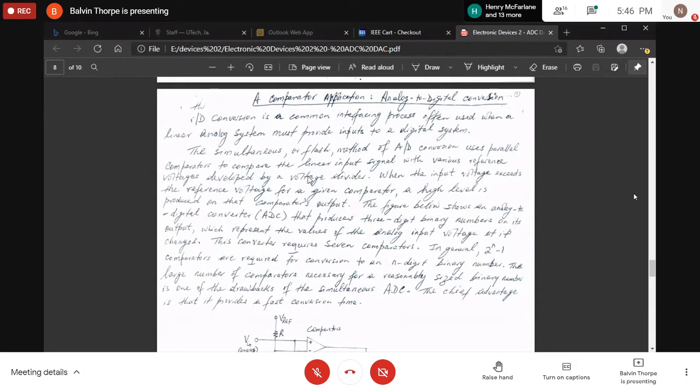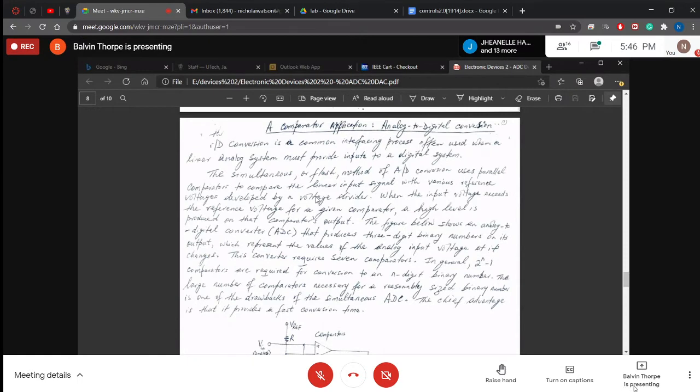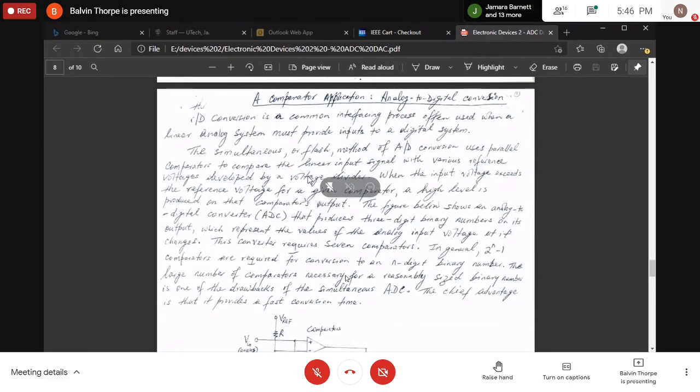When the input voltage exceeds the reference voltage for a given comparator, a high level is produced on the comparator's output. The figure below shows an analog to digital converter that produces 3-digit binary numbers on its output, which represents the values of the analog input voltage as it changes. This converter requires 7 comparators.